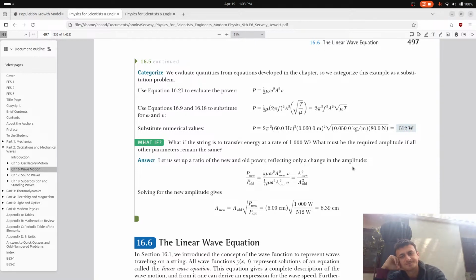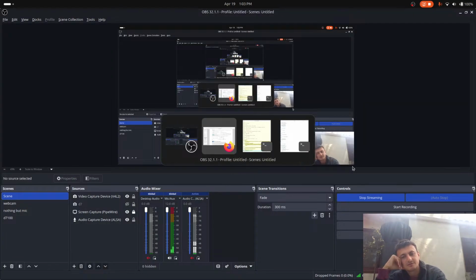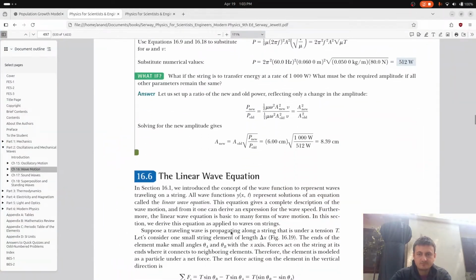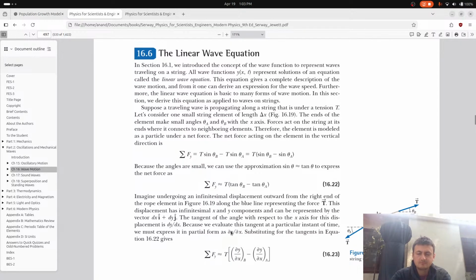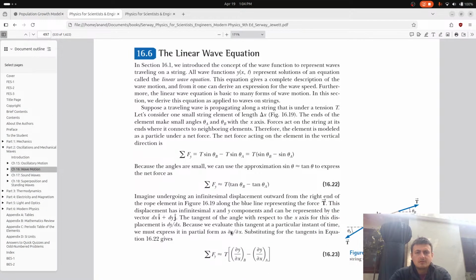That was pretty fun. I actually like these examples. I'm pretty locked in right now. Oh yeah, I forgot. I want to do this. Okay. I'm going to go on a walk around the block, and then we're going to do this section.